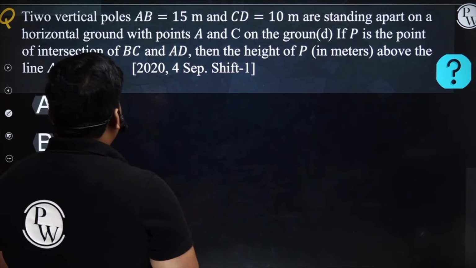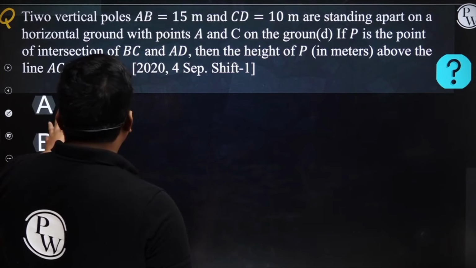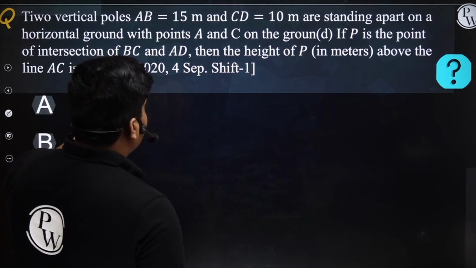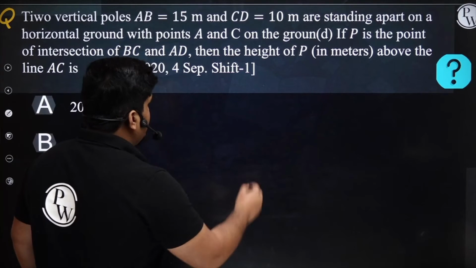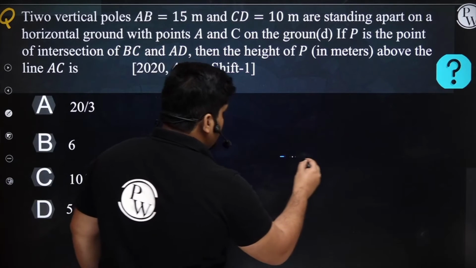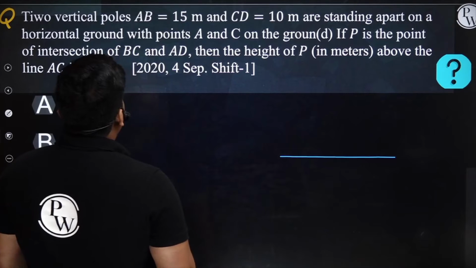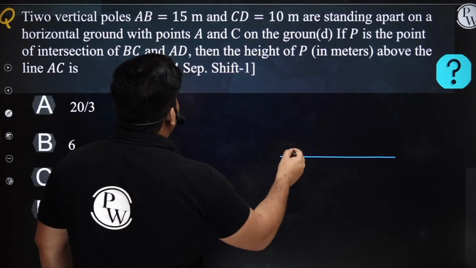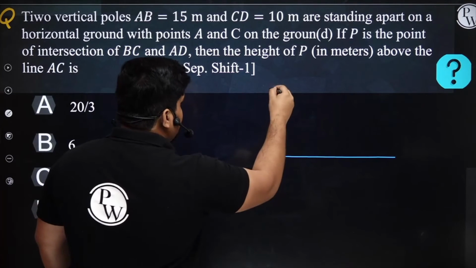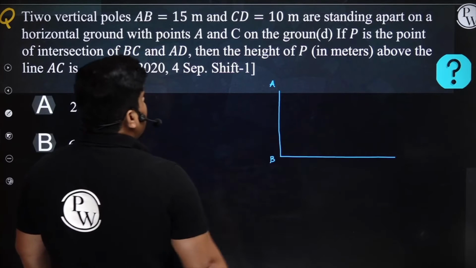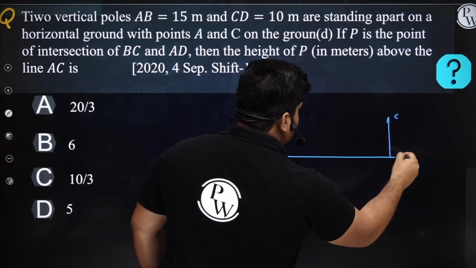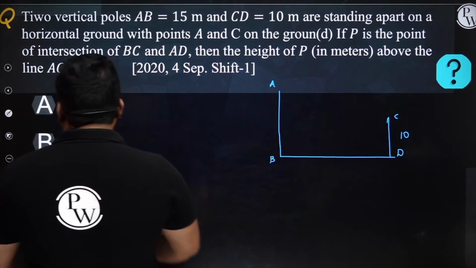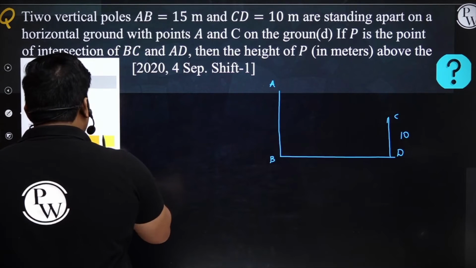The question is, two vertical poles AB and CD are standing apart on a horizontal ground with points A and C on the ground. P is the point of intersection of BC and AD, then height of P is. Okay, so this is the ground here, and vertical pole lengths are known. AB is 15, and CD is 10. So here we have CD. CD is 10.